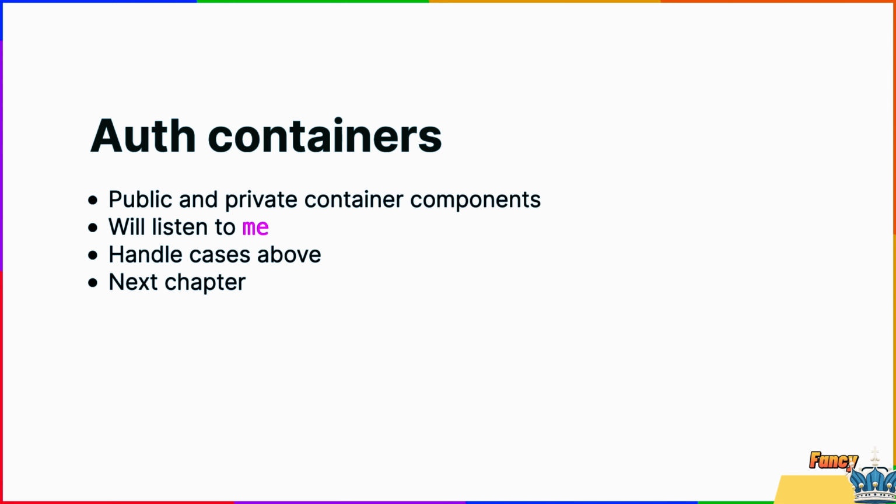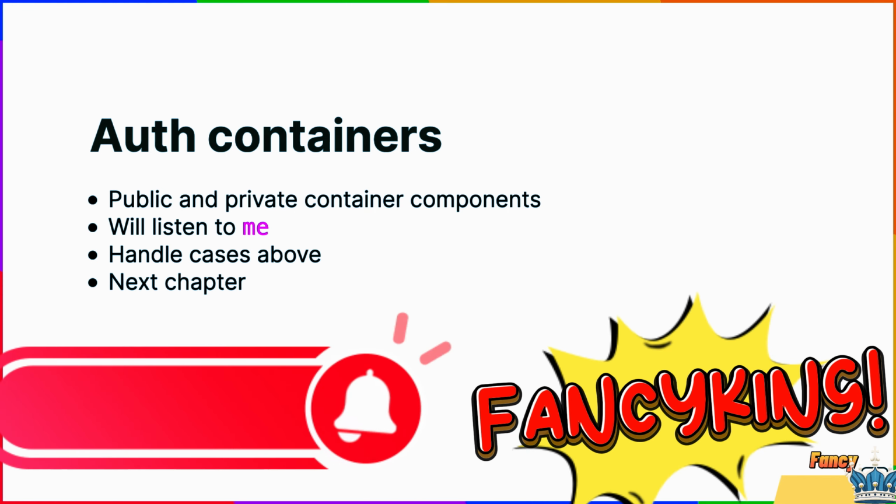Public routes like login and register will be wrapped in the auth public component. Auth public will subscribe to me. If me is not null, the component will redirect to a protected route. All private routes will be wrapped in the auth private component. This component will subscribe to the logged in user, and if at any point of time the user in AppDB becomes null, the user will be redirected to the home page. We will build these components in the next chapter.